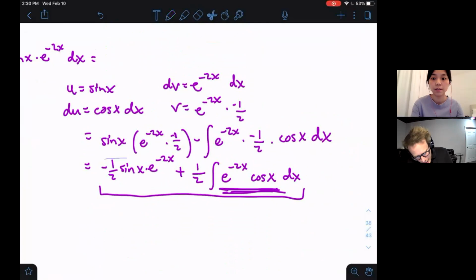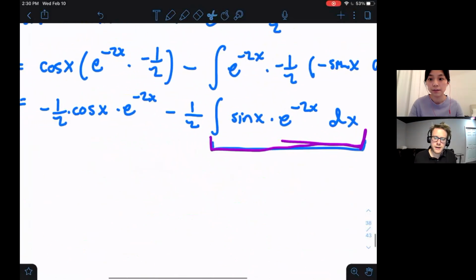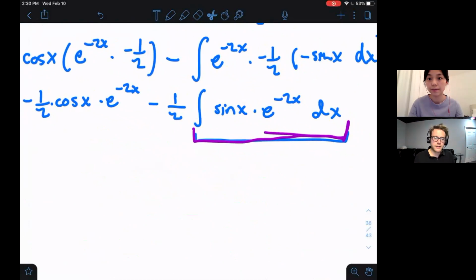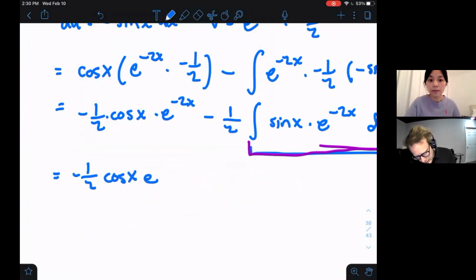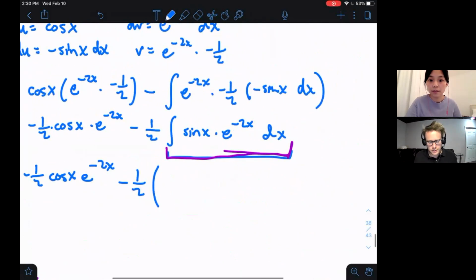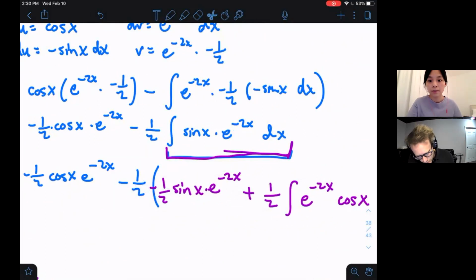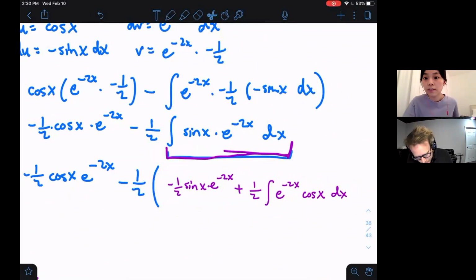Again, I'm going to copy this. This up here, this here, copy. And I'm going to input it in for my answer. I just figured out what the integral of sine of x times e to the negative 2x is. So this is what I'm inputting it in for. So let's go ahead. Again, we have negative 1/2 cosine of x e to the negative 2x minus 1/2. And then here is where we put our answer. Paste. Cheating using a little bit of technology here.